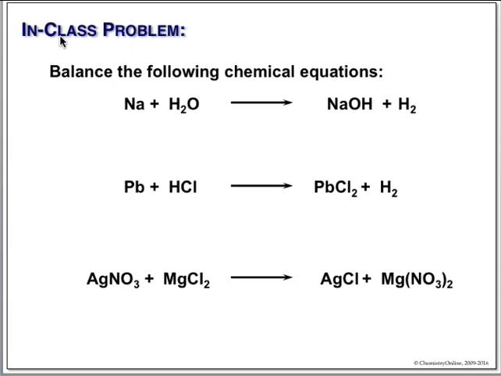This gave us 2 oxygens. Well, we have 1 on this side, so we need another 2. So this gives us 4 total hydrogens, 1, 2, 3, 4 hydrogens, 2 sodiums, and 2 oxygens. And I got it right. Go ahead to our lead.